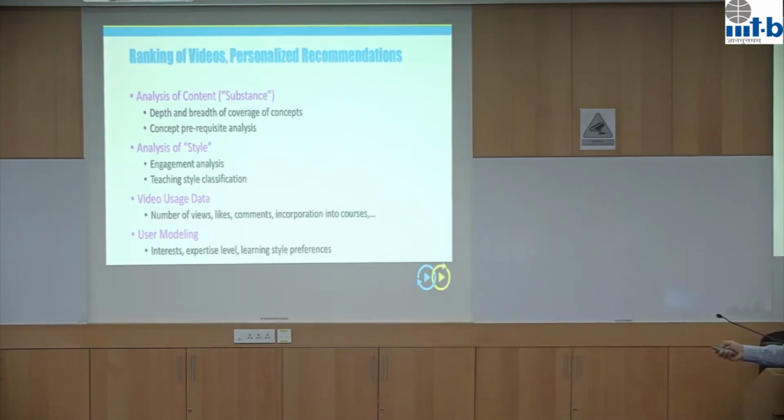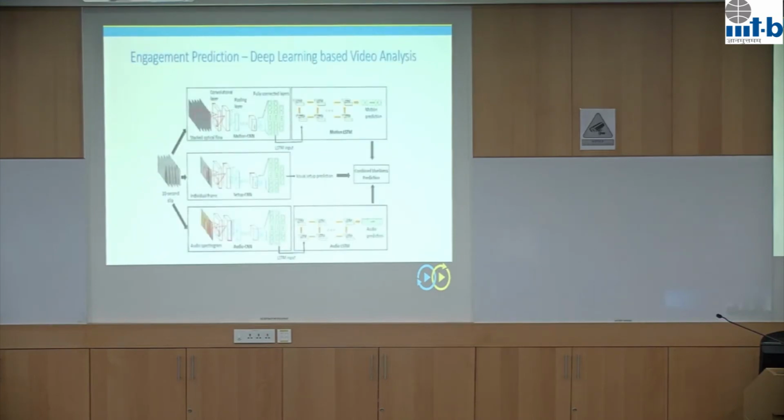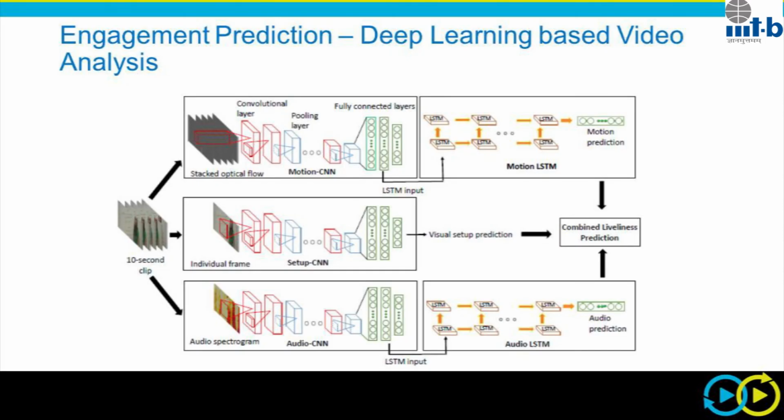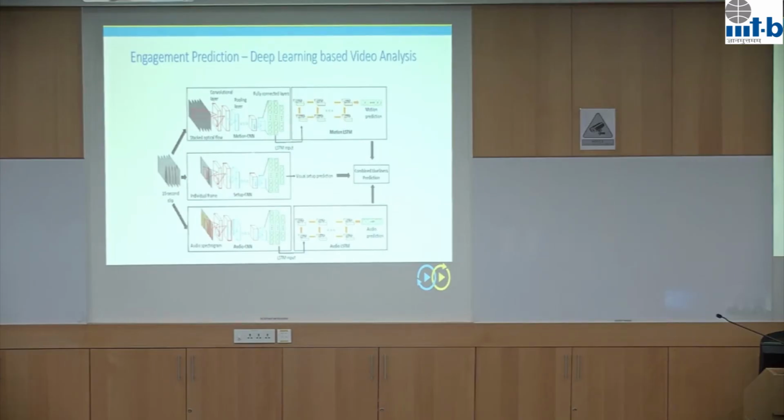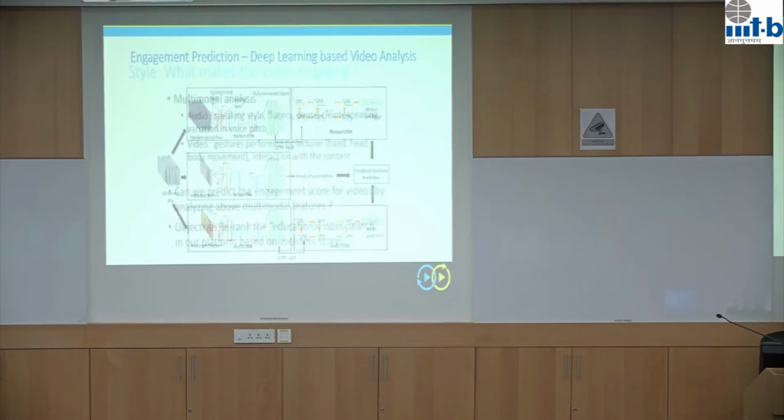And over here on this analysis of style, one piece of work that was done, where again our team came up with some deep learning based techniques to come up with an engagement score for a video clip. They looked at things like motion, which was looking at hand gestures of the teacher. The other thing they looked at was visual setup. Were there slides, and was the material being shown very static or fairly dynamic and changing?